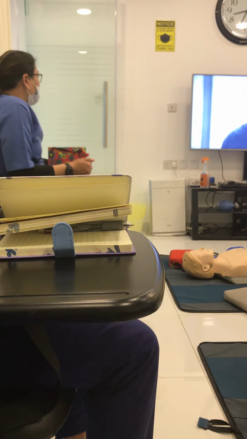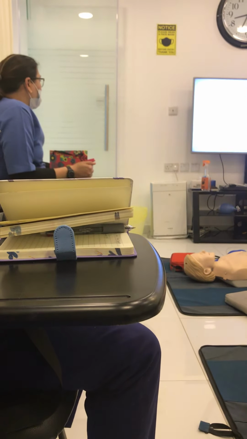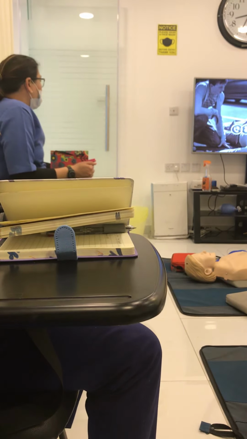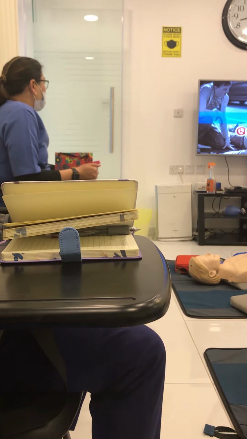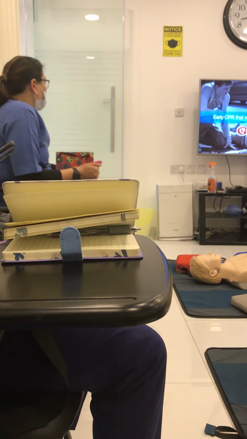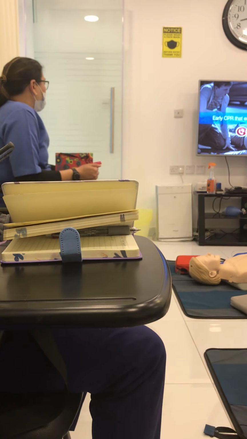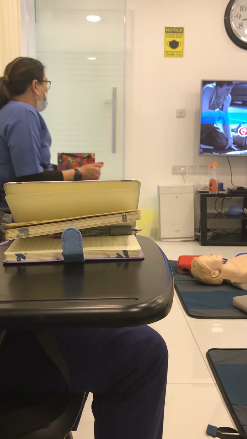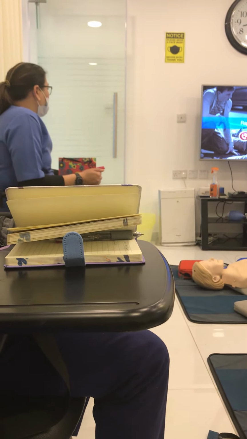First, let's talk about the adult chain of survival. There are 5 links in the chain. It starts with immediate recognition of cardiac arrest and activation of the emergency response system. Then it moves to early cardiopulmonary resuscitation, or CPR, with an emphasis on chest compressions. After that, rapid defibrillation is used. The next link in the chain is effective advanced life support that leads finally to integrated post-cardiac arrest care.